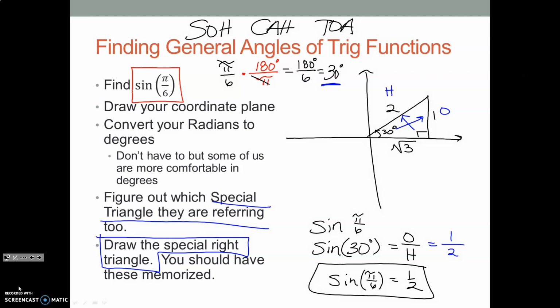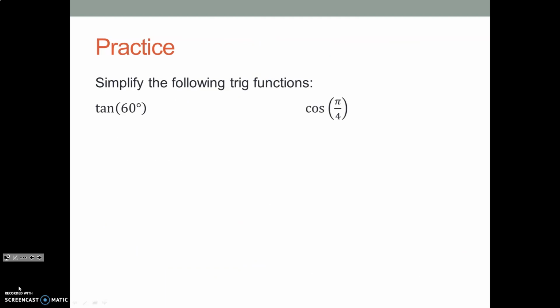I have 2 more that I want us to practice. You've got tangent of 60 degrees, so that one we don't need to worry about converting. And then you have cosine of pi over 4. That one you will want to convert. Go ahead and pause the video. Remember, draw your coordinate plane first because we're doing an angle of rotation. Pause the video and try to do these 2 on your own.